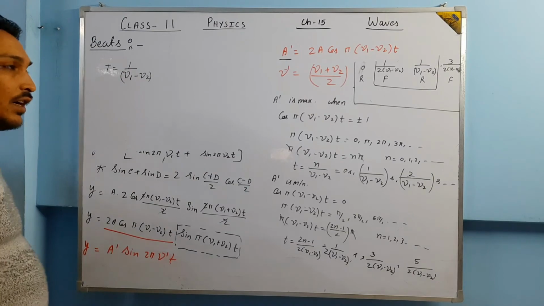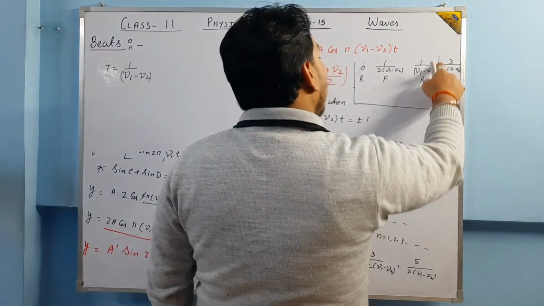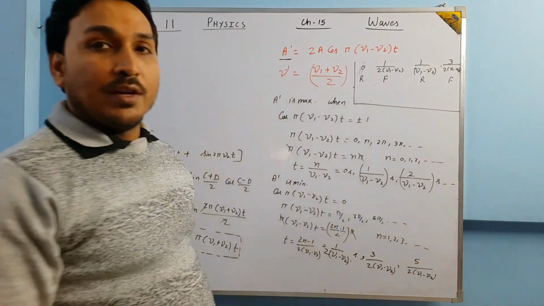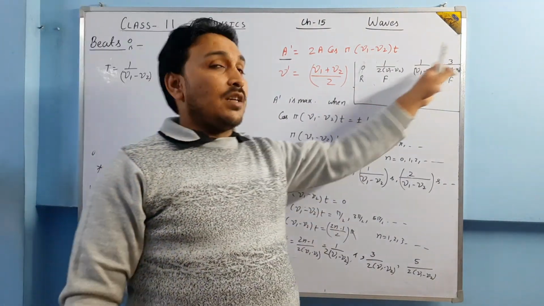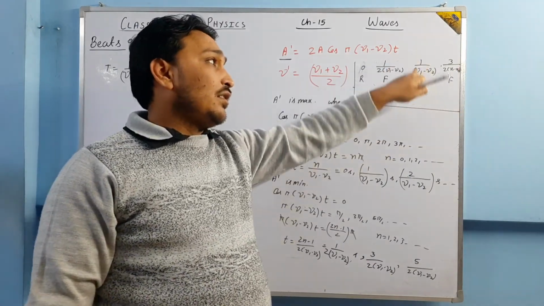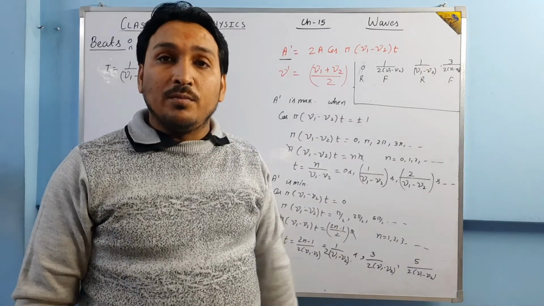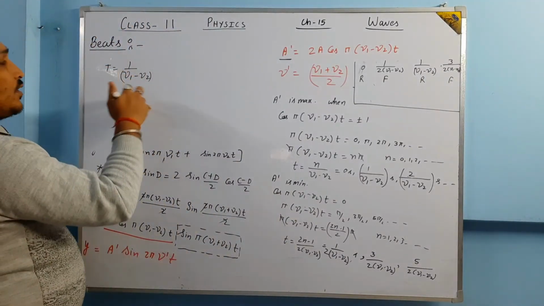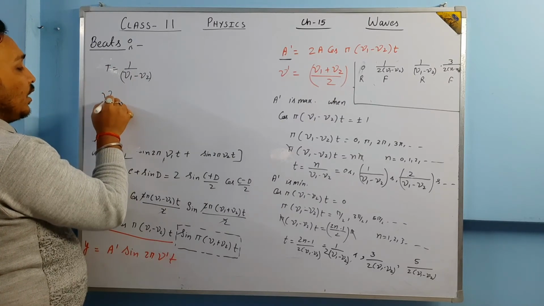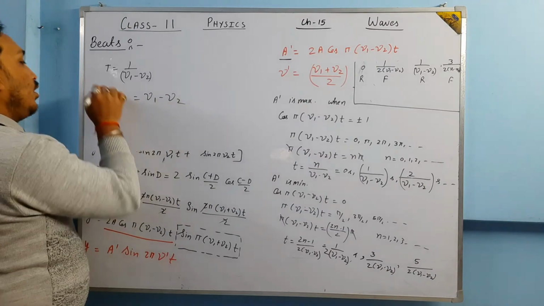I hope you are understanding. From 0, one beat is completed till the point when the next beat starts. The next beat starts at this point of time. Just before this we say that one beat is completed. So the time period of the beat is 1 upon nu1 minus nu2, and therefore the frequency of the beat is nu1 minus nu2.